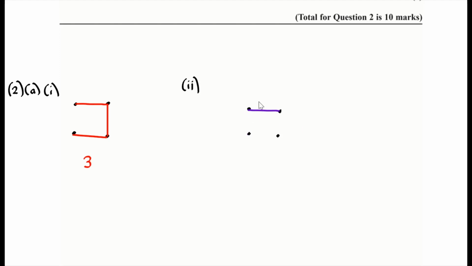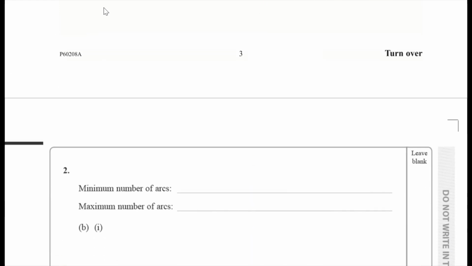Okay, so we can connect these together, and then these together, and then we can connect these corner ones together. We can connect this with this, and therefore what you'd see over here is we have 1, 2, 3, 4, 5, 6. So therefore the minimum number of arcs is 3, the maximum is 6.